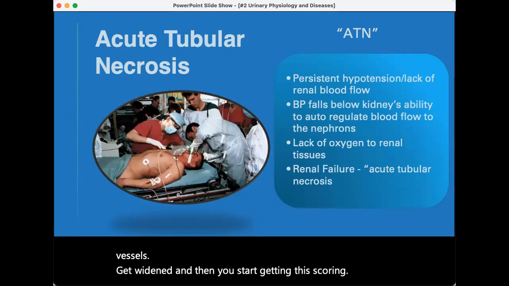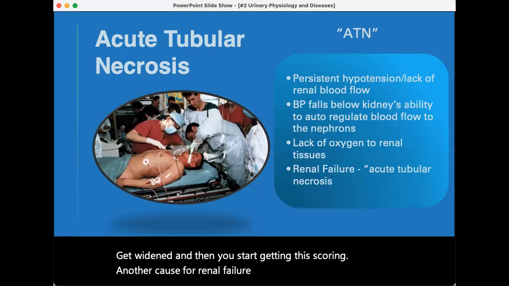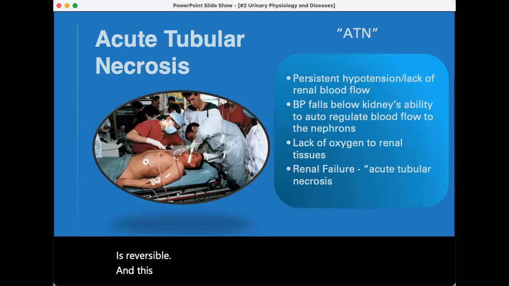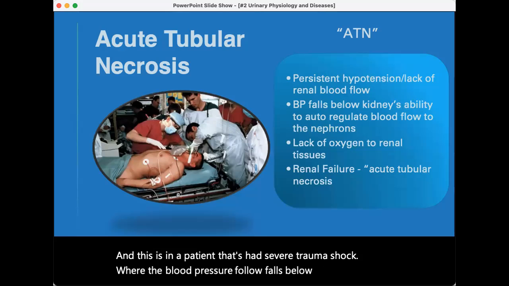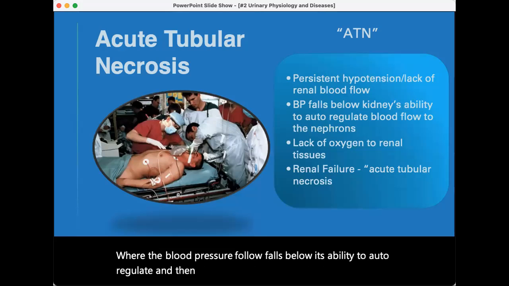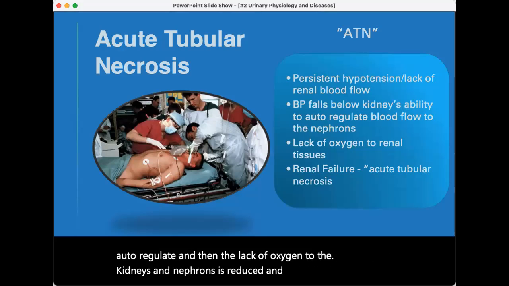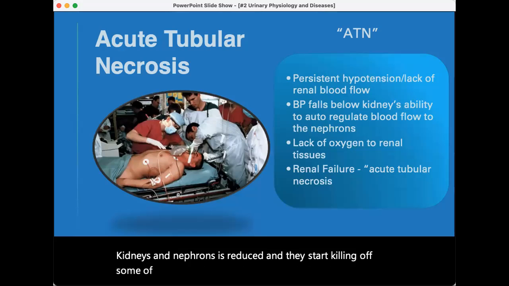Another cause for renal failure is acute tubular necrosis, which is sometimes reversible. This is in a patient that's had severe trauma or shock, where the blood pressure falls below its ability to autoregulate, and then the oxygen to the kidneys and the nephrons is reduced, and they start killing off some of the tubules. So that's why it's called acute tubular necrosis.